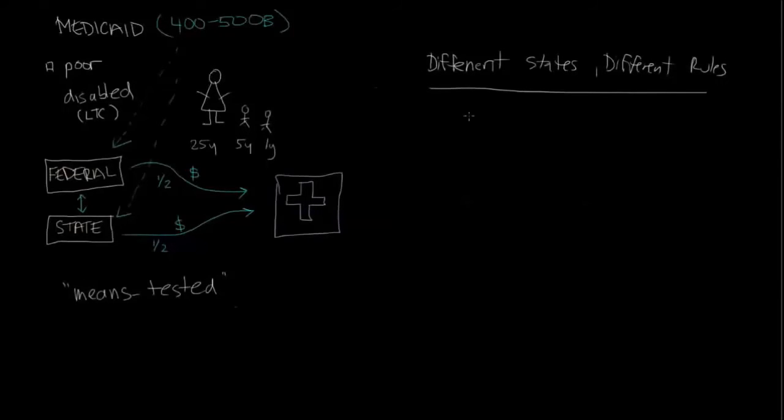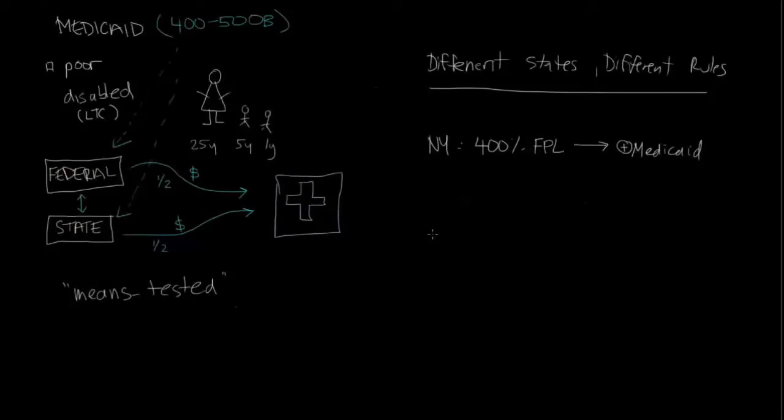Let's take an example of that. So let's say that our hypothetical family here lives in New York. In New York, you can make up to 400% of what's called the federal poverty limit. That's a number that is how much money you can make to be considered to be in poverty. You can make up to 4 times that amount, 400%. And as long as you make less than that, your family can get Medicaid.